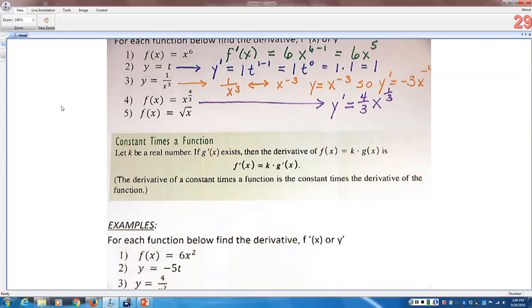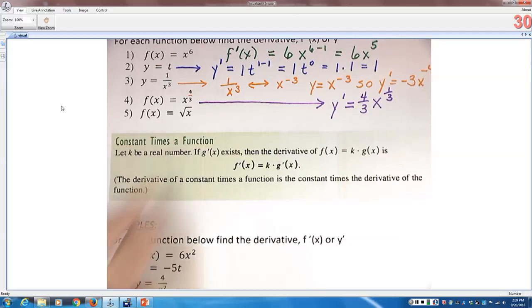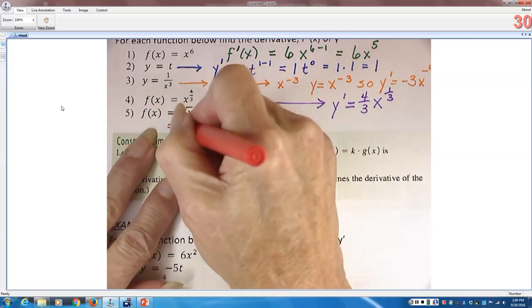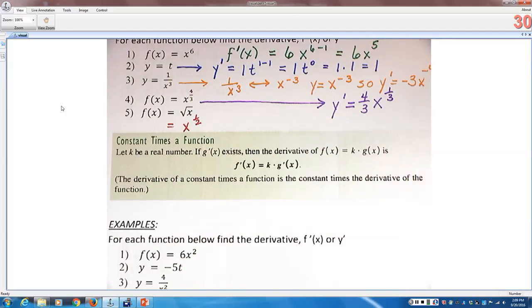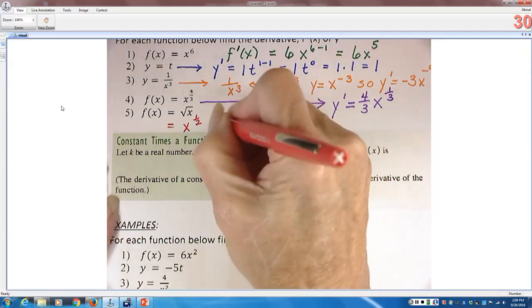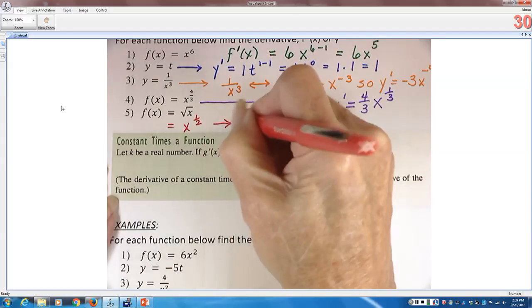Okay, the last one we've got is f of x equals the square root of x. Who remembers what power corresponds to a square root? It's a 1/2. Excellent. So f of x equals the square root of x is the same as x to the 1/2 power. So now that we know that it's x to the 1/2 power, how do we find its derivative, f prime of x?